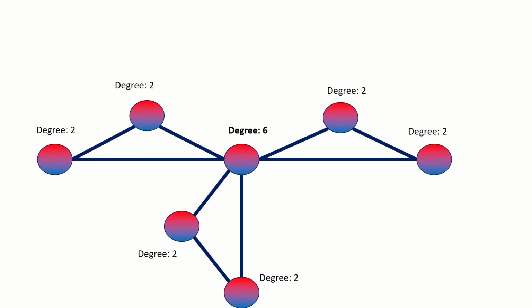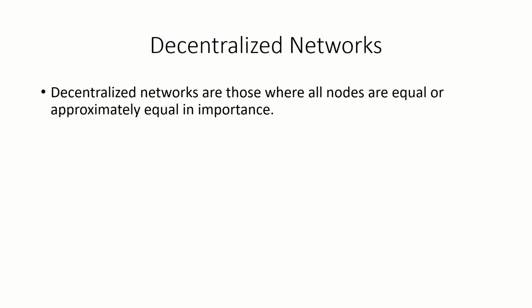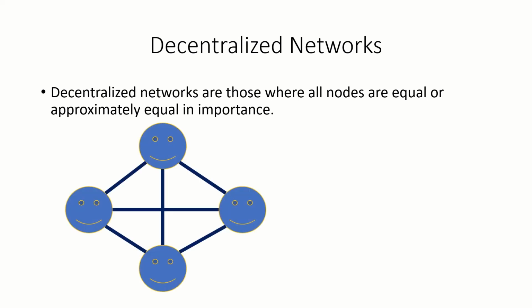On the other hand, a decentralized network is one where all the nodes are about equal in importance. Again, if we define importance as degree, then this would mean that every node has about the same degree. From the perspective of a social network, this could be a group where everyone is friends with everyone, and there is no one person that holds the group together.